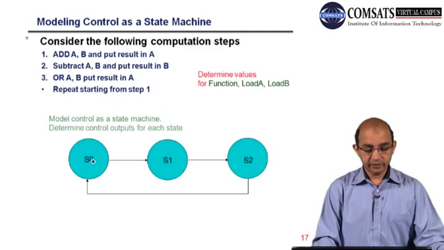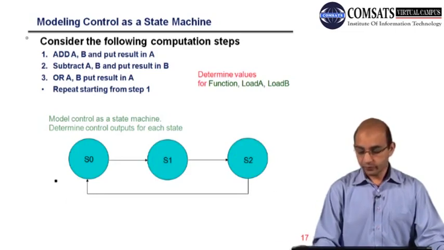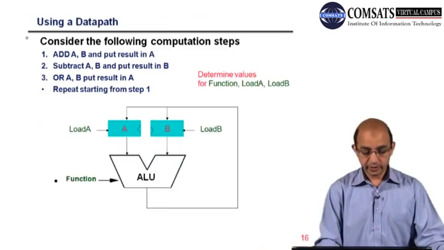So here you can see that we have S0, and the next one is S1. So this is, you can say, this state, and this is S0, S1, this is S2. And here if we want to repeat, starting from step 1, what we need to do is move from here to here. So this is repeat starting from step 1. If I go back, here you can see that repeat starting from step 1.